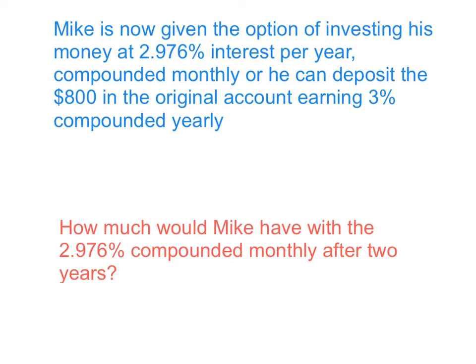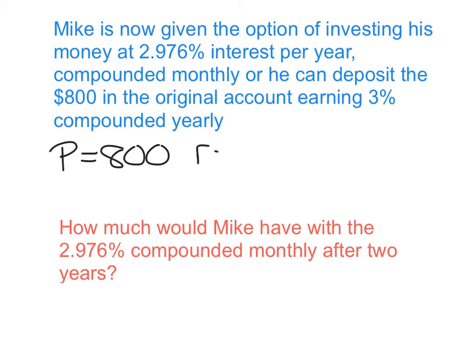Now remember, compounded tells you how often they're going to apply the interest. So they're going to apply interest every month, or they're going to apply the interest once a year. However, this one makes slightly a little more interest. So which one's the better deal? So let's identify everything first. The principal amount that Mikey's going to invest is that $800.